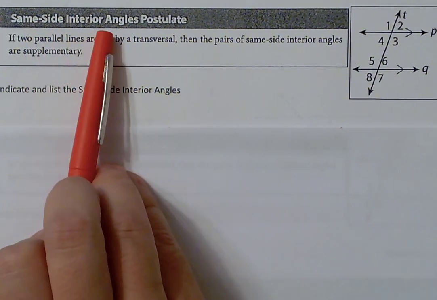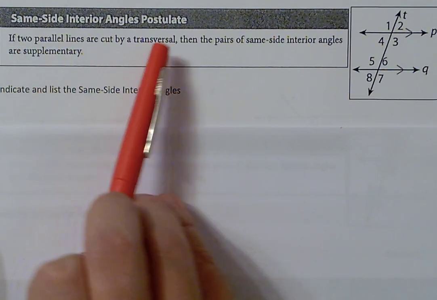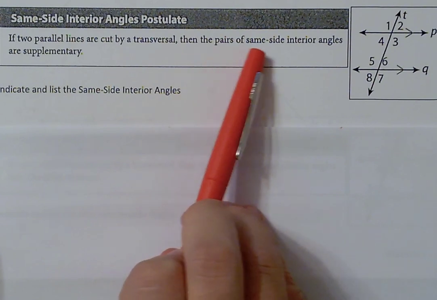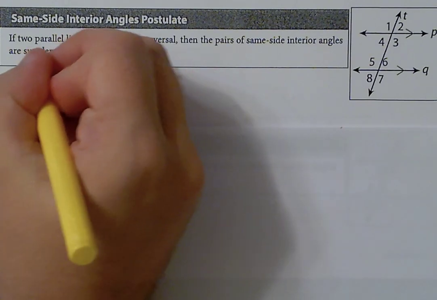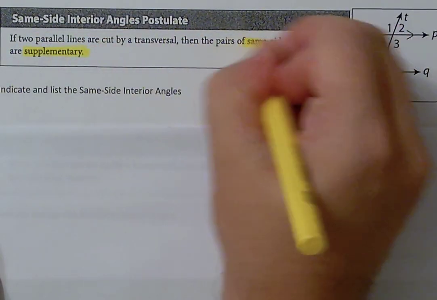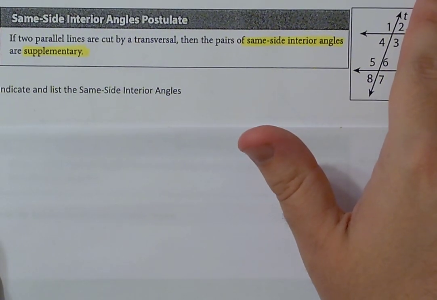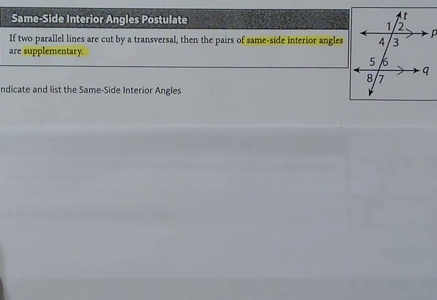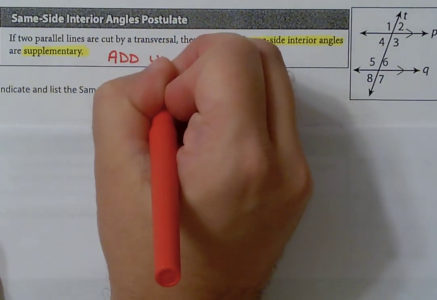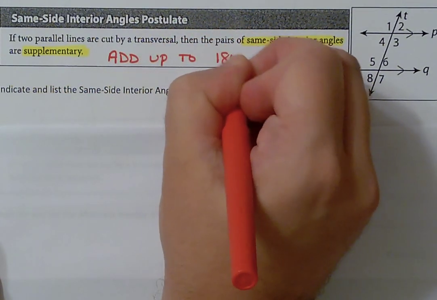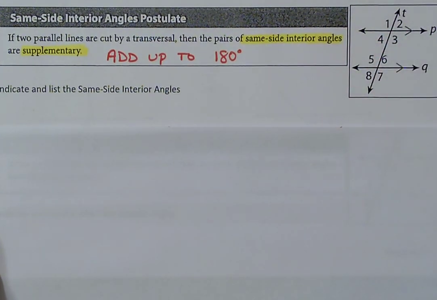All right. The same side interior angles postulate states if two parallel lines are cut by a transversal, then the pair of same side interior angles are supplementary. What does supplementary mean? Well, if you think back to what we talked about yesterday for section 4.1, supplementary means that they add up to 180 degrees. So when you have two angles that are same side interior, that means that they add up to be 180 degrees.